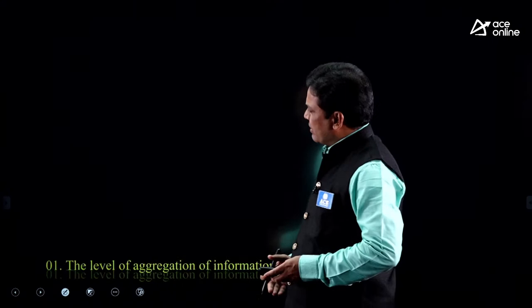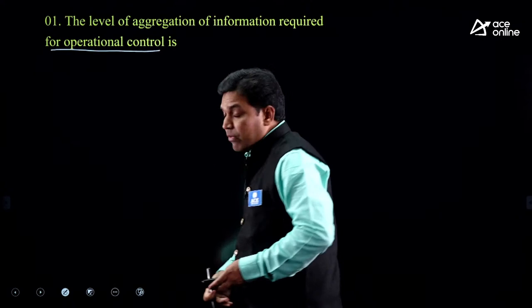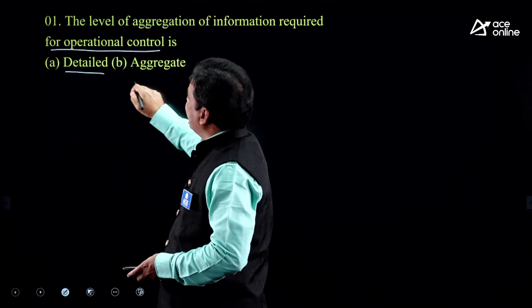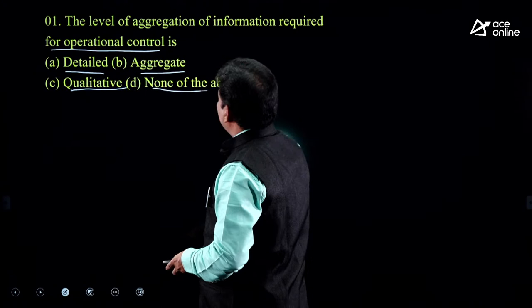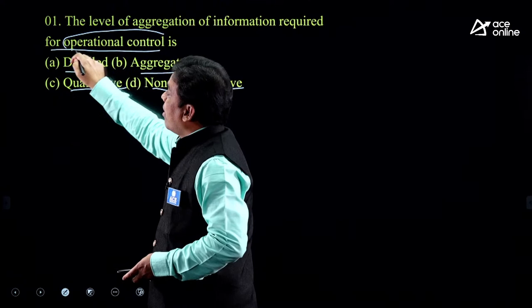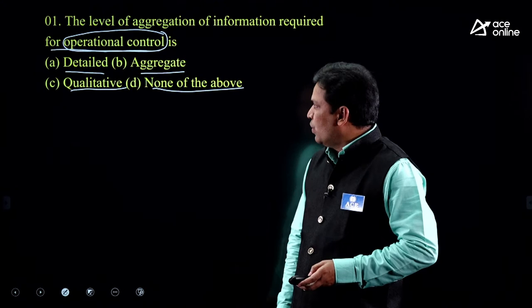The level of aggregation of information required for operational control. So what is the level of aggregation of information required for operational control? So there are options here. The first one is detailed, aggregate, qualitative, none of the above. These are the options which were given. For operational control, what is the level of aggregation of information required? That's the question, right?